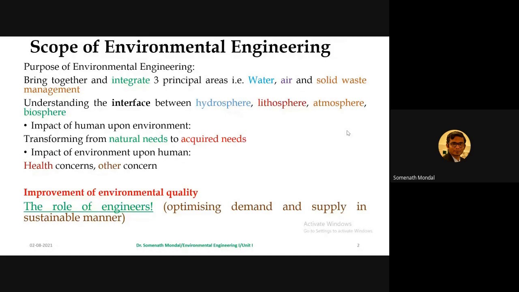And that is why you should understand, because of this change in the number of humans, how these natural needs have been transferred into acquired needs. And everywhere there is an imbalance between the demand and the source. And because of that, all these problems are getting created.